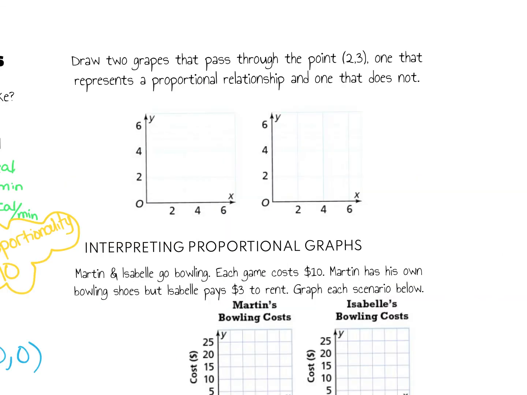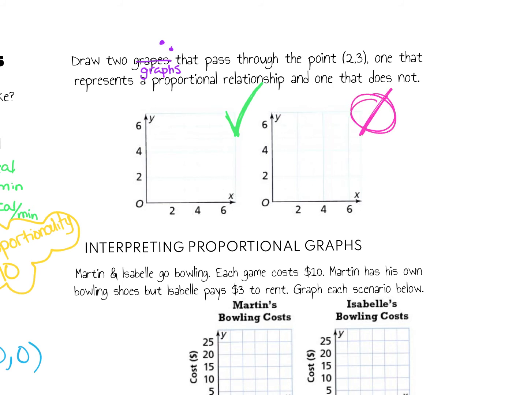This says draw 2 grapes. It is not supposed to say draw 2 grapes. It is supposed to say draw 2 graphs. Hopefully I'll fix that before you get to it. Draw 2 graphs that pass through the point 2, 3: one that represents a proportional relationship, and one that does not represent a proportional relationship.